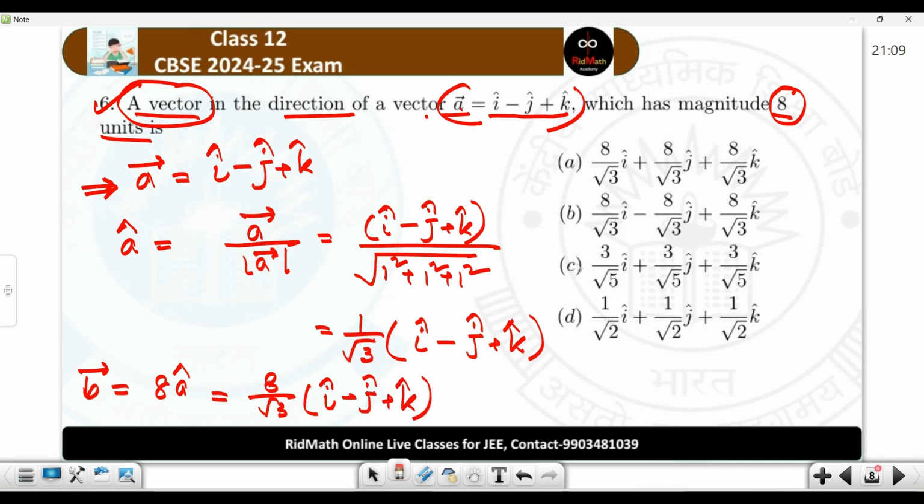So B option is again correct. 8 by root 3 I cap, 8 by root 3 j cap, 8 by root 3 k cap, and this is minus j cap. So B option is correct. Next problem.